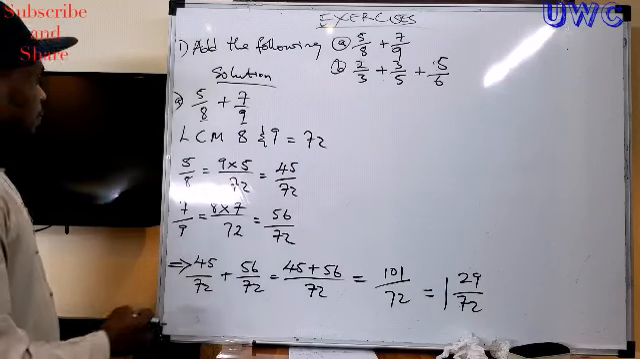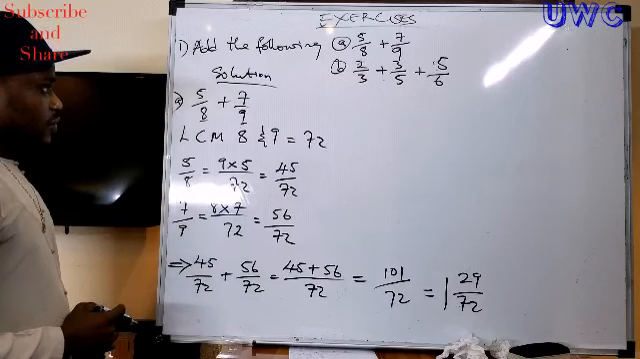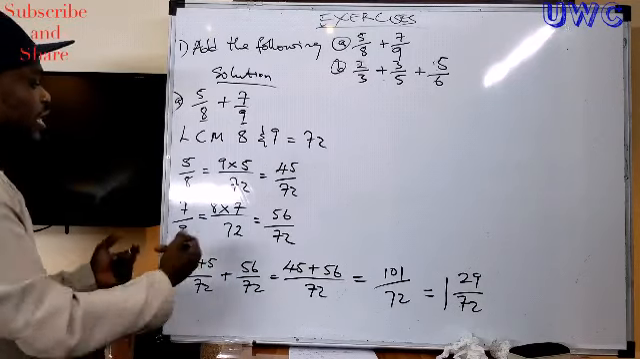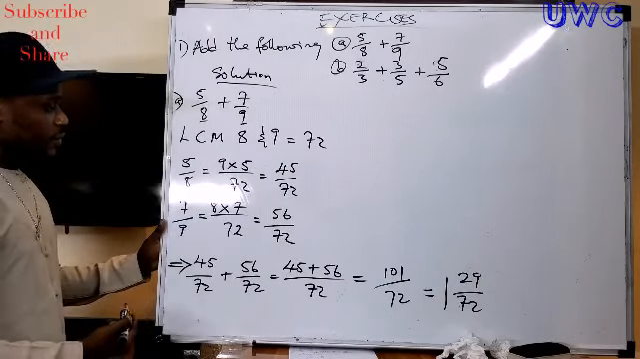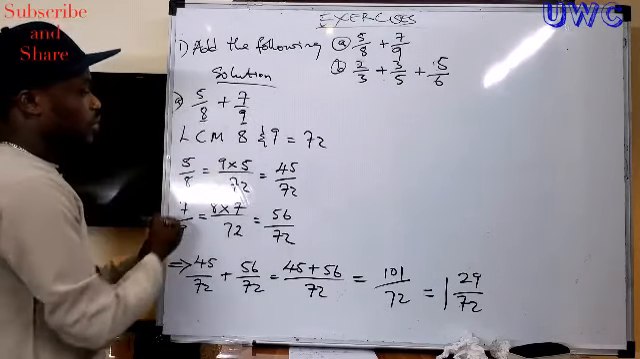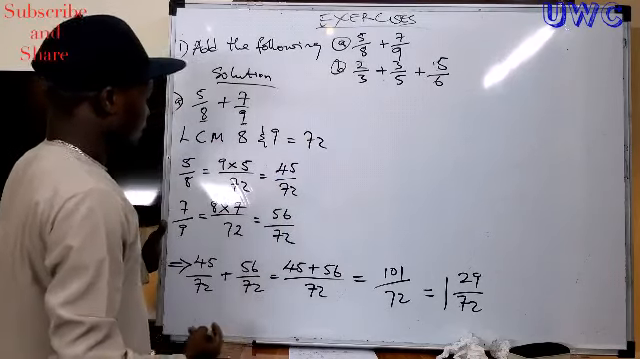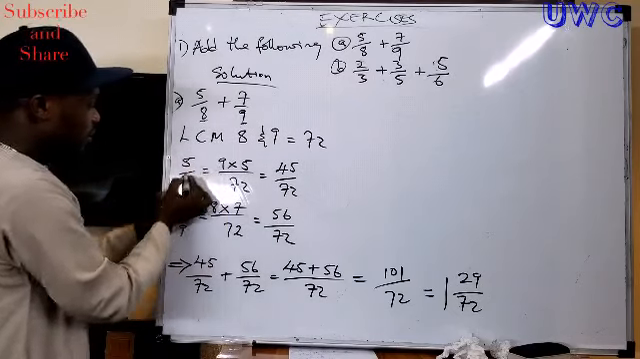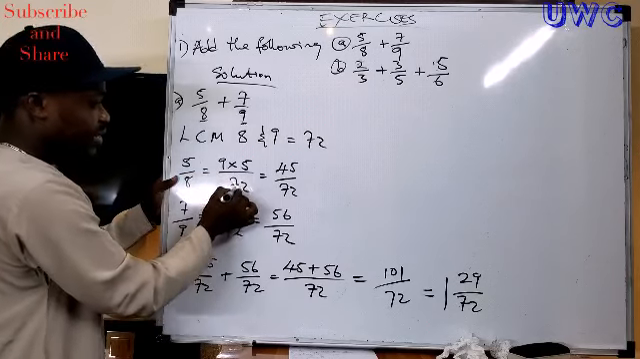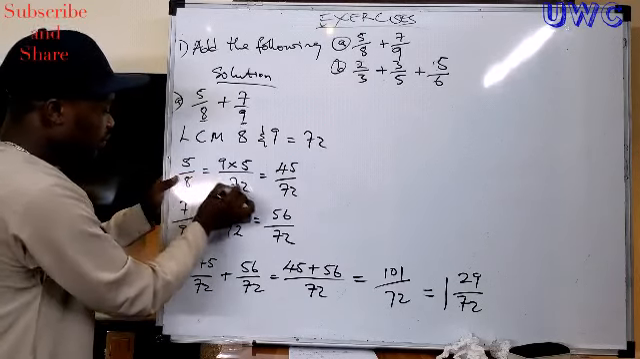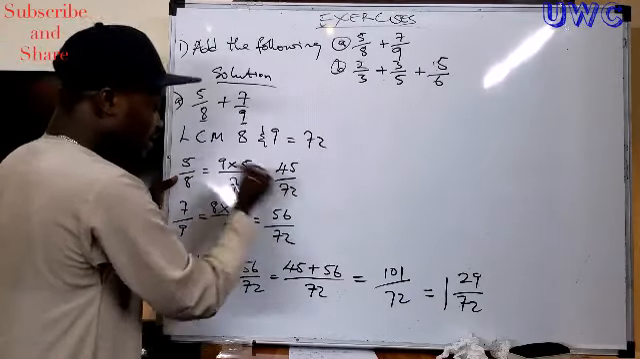We now come again. This has different denominators. So in order to make it uniform denominators before we can add, we find the LCM of the denominators. And the LCM of 8 and 9 is 72. So we now take them one after the other. 5 over 8, with 72 as the LCM. 72 divided by 8 will give us 9. 9 multiplied by 5 will give us 45 over 72.